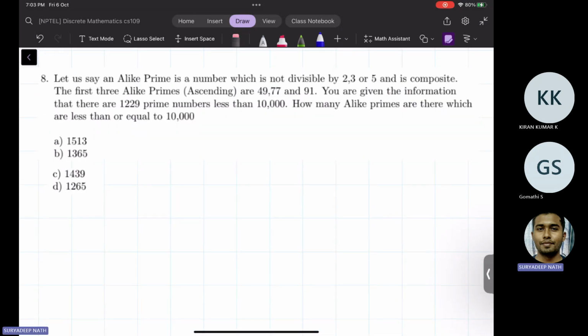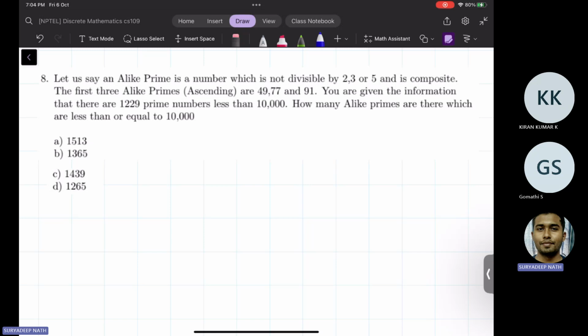Coming to question number 8. Let us say an alike prime is a number which is not divisible by 2, 3 or 5 and is composite. So the first three alike primes are, for example, 49, 77, 91. You are given the information that there are 1229 prime numbers less than 10,000. Now, how many alike primes are there that are less than or equal to 10,000?